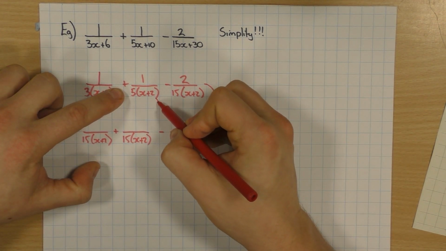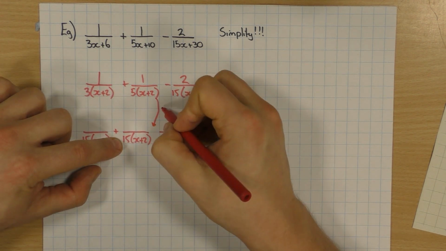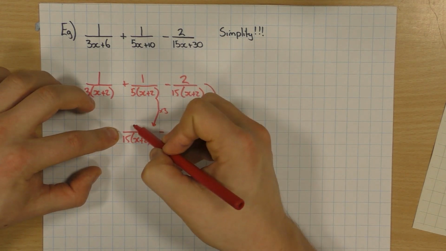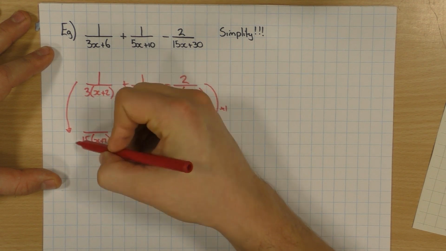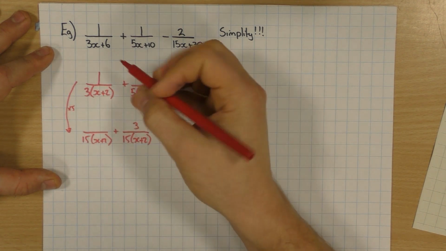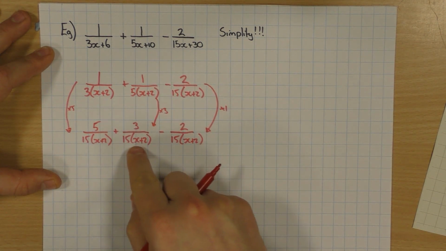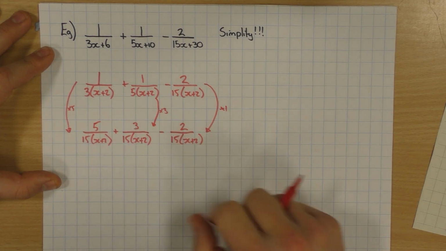This one here, what do I times 5x plus 2 to get 15x plus 2? Well, 5 times 3 will get me 15. So do the same to the top. 1 times 3 is 3. And the last one over here, how do I go from 3 to 15? I times by 5, so 1 times by 5 is 5. So my denominators are all now the same, and I can now add the numerators.